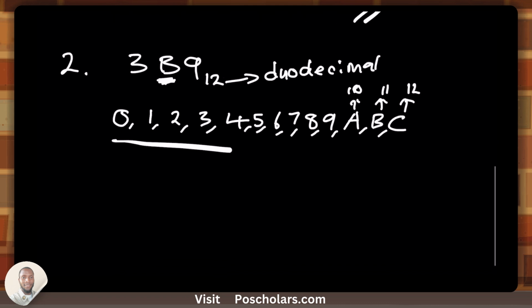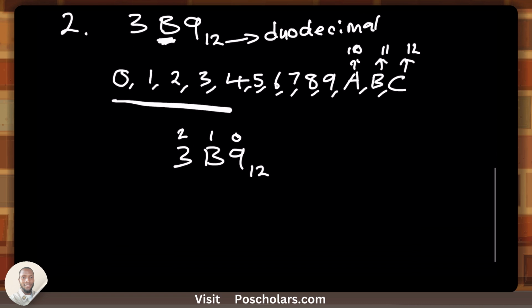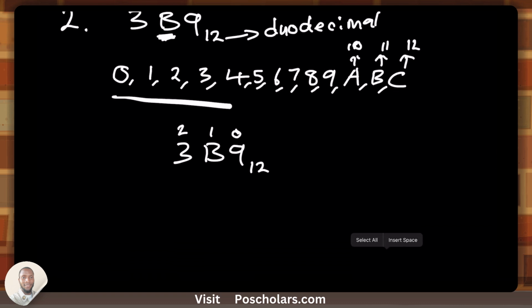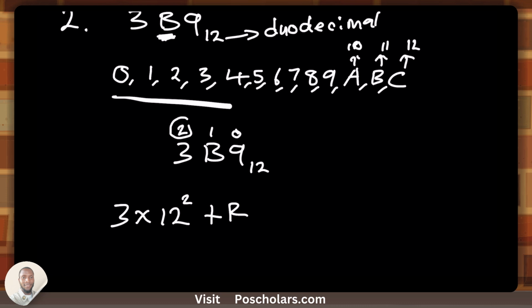Now we can solve. You start by saying 3b9 base 12. Like I always do, you number it from 0: 0, 1, and 2. Next, you count in the power of 12. You start by saying 3 times 12 raised to power 2, because you are counting power of 12 now. Then plus b times 12 raised to power 1, then plus 9 times 12 raised to power 0.